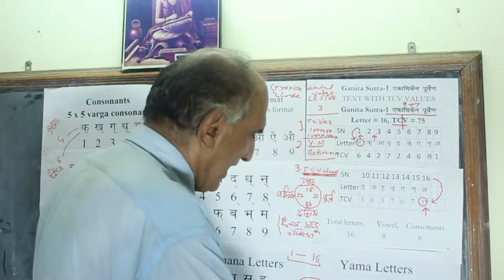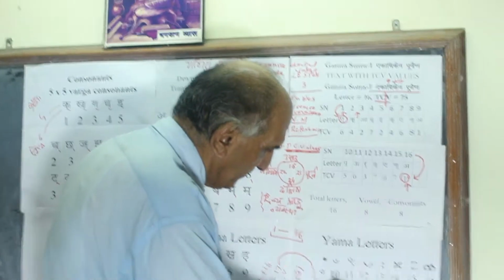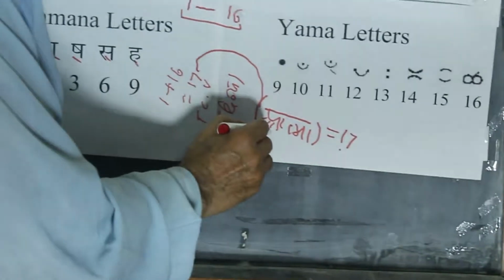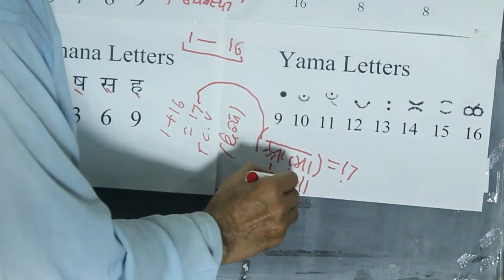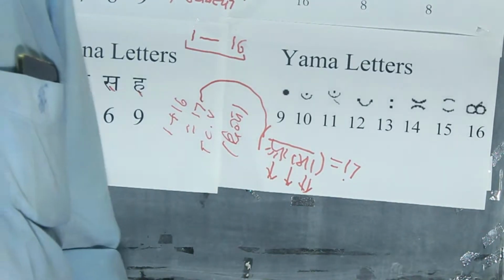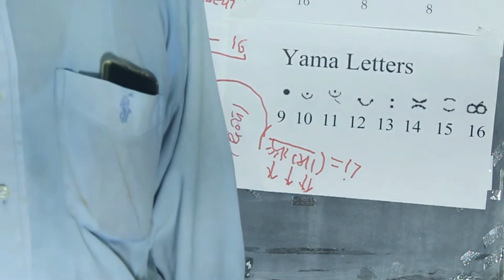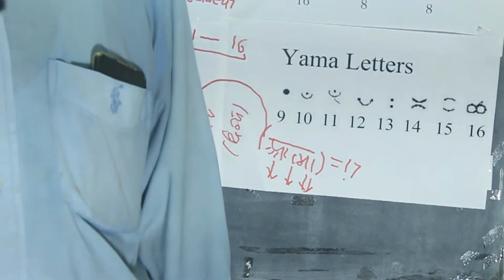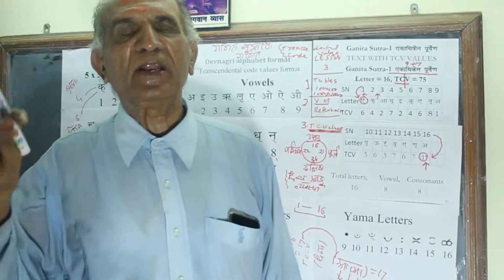Say the word Atma. It is a word, its TCV value is 17, and this TCV value is equal to the summation of the TCV values of the individual letters. Therefore, let us make a note that each letter of the Devanagari alphabet accepts association of a transcendental code value.